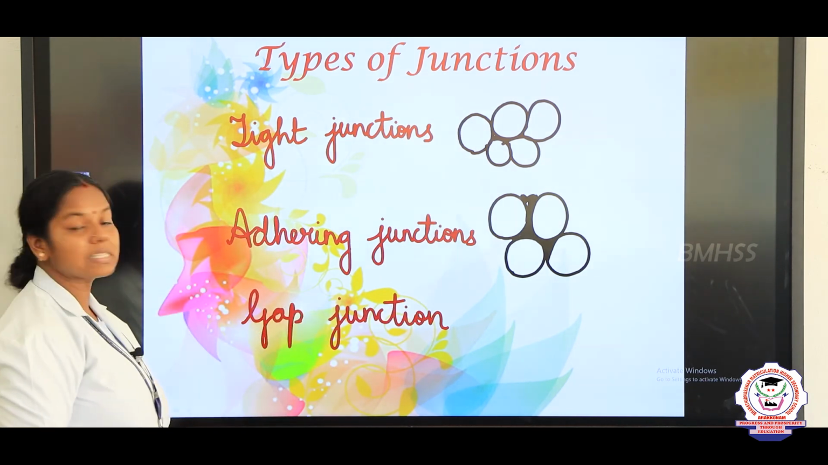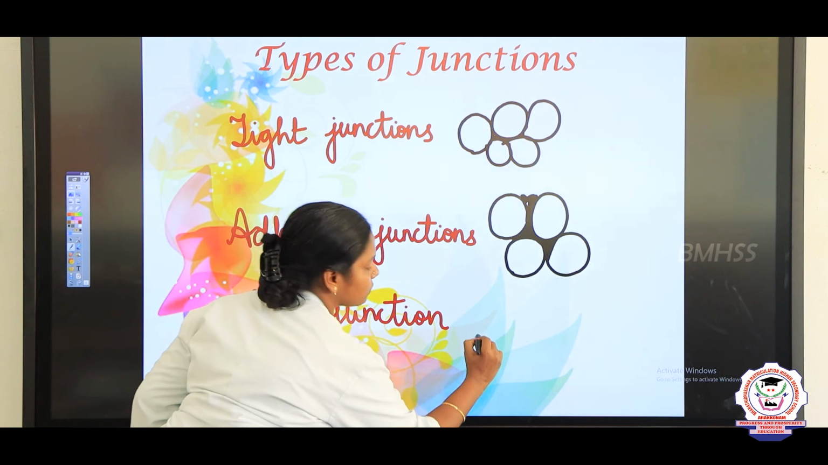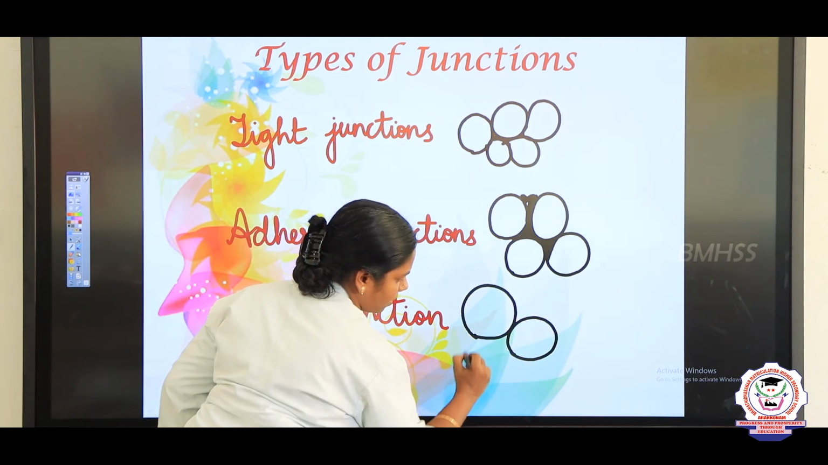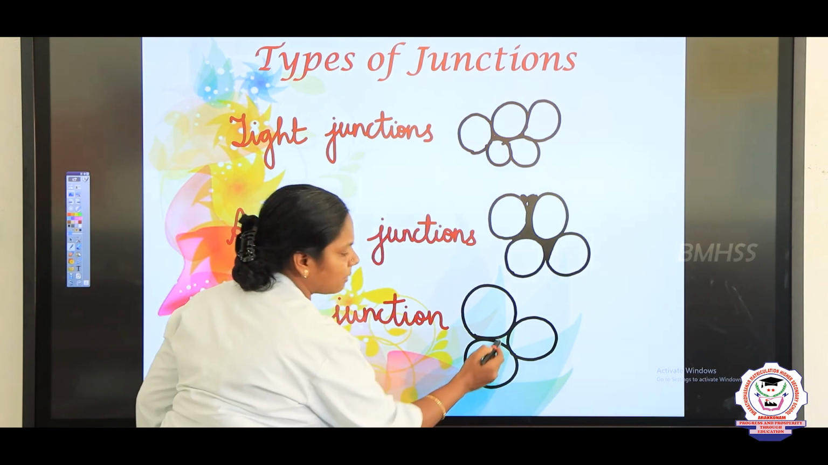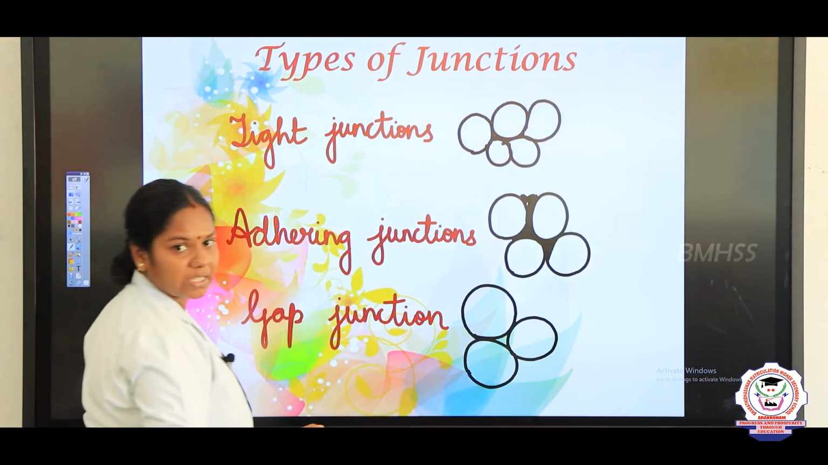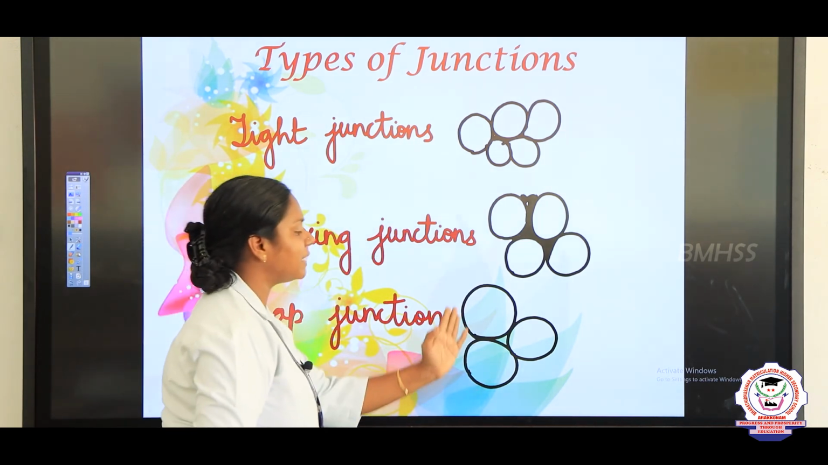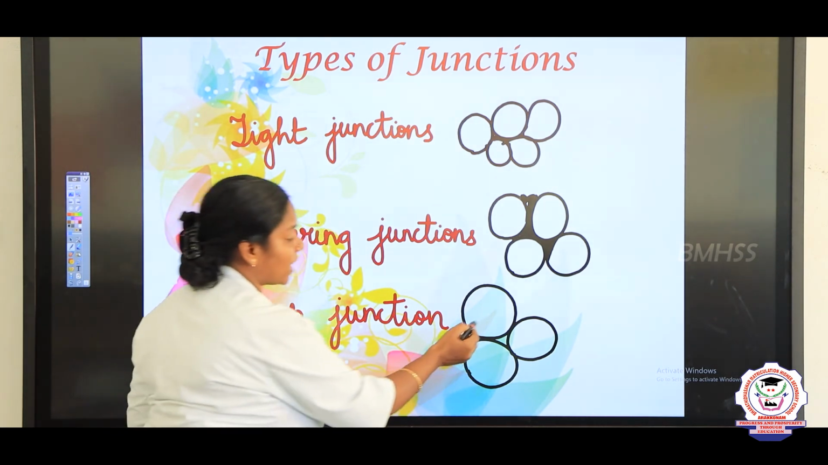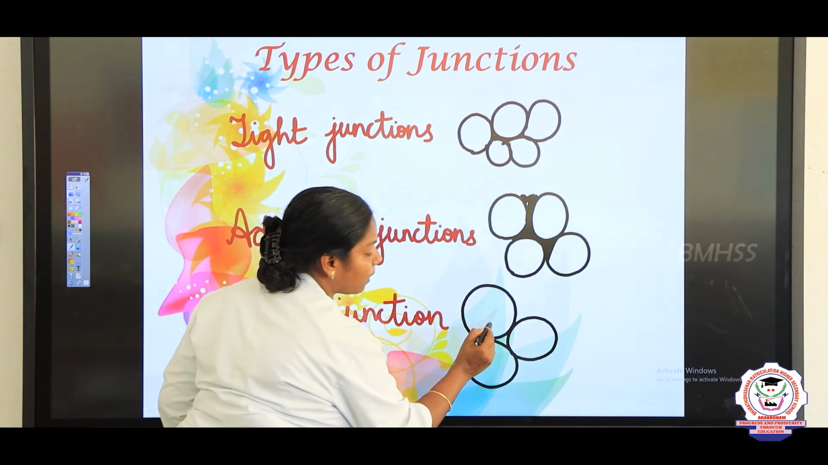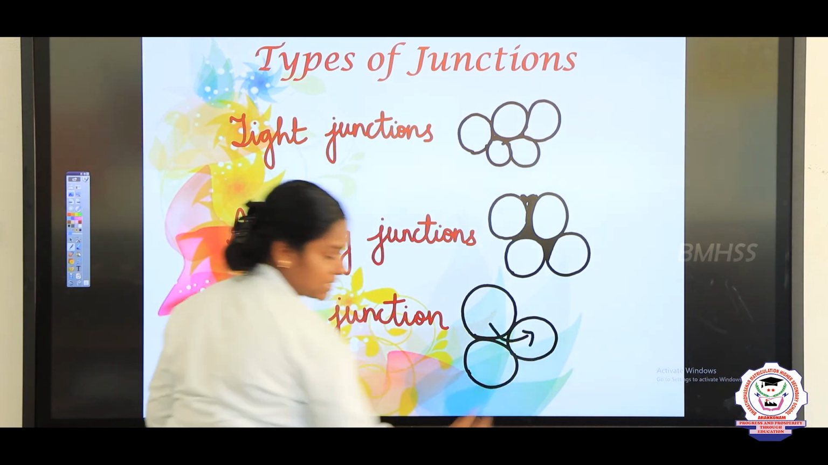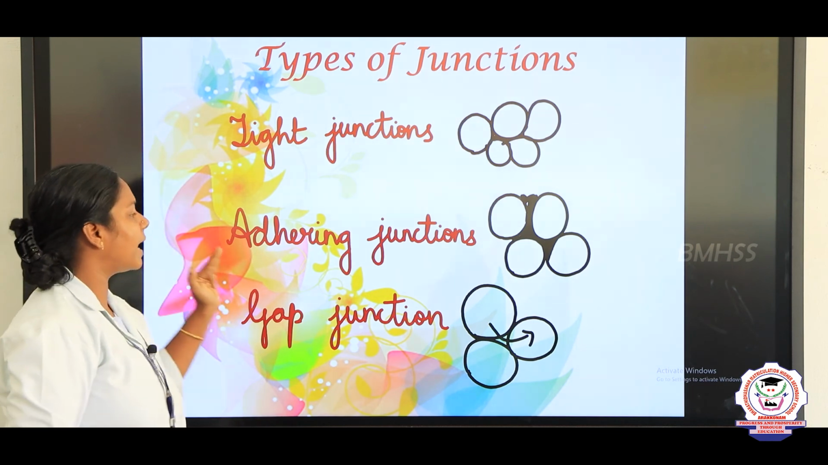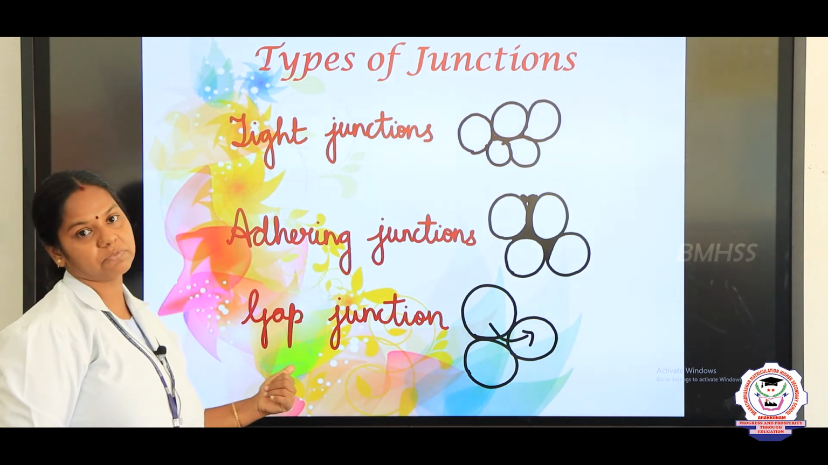And the last one is the gap junction. Gap junctions will be like this. The cells will be like this. So, there will be intercellular spaces between the cells, and here the ions and the molecules are transmitted from one cell to another with the help of these intercellular spaces. So, what are the three types of junctions, children? Tight junctions, adhering junctions, and gap junction.